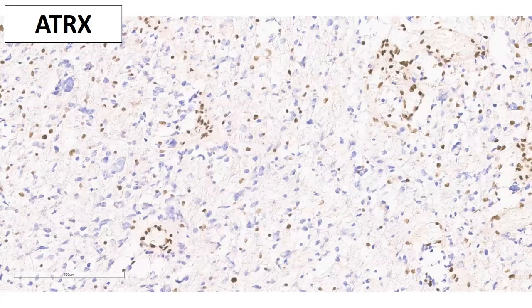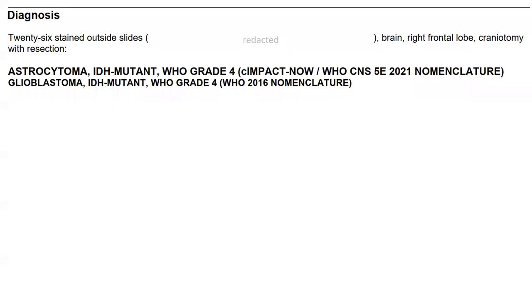Here's just another area of IDH mutant disease. All right, so outside case. Here's a diagnosis: astrocytoma, IDH mutant, WHO grade 4 by the cIMPACT-NOW, WHO CNS 5E 2021 nomenclature. I'm including, but in lower font, we're going to try to de-emphasize it, the old WHO 2016 glioblastoma, IDH mutant, WHO grade 4.